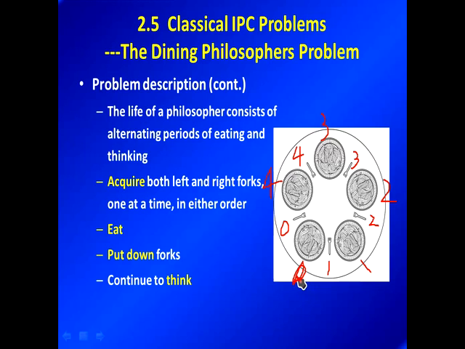And as long as there is something to wait for, some event to wait for, it means there is a synchronization problem. Process 0 needs to wait for process 4 to finish eating and put fork 0 down. Also, process 0 needs to wait for process 1 to put fork 1 down on the table, right?